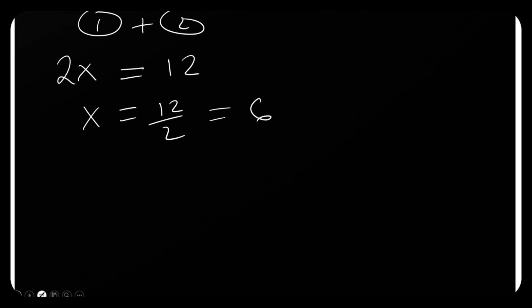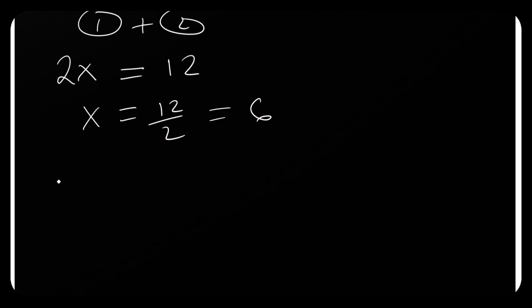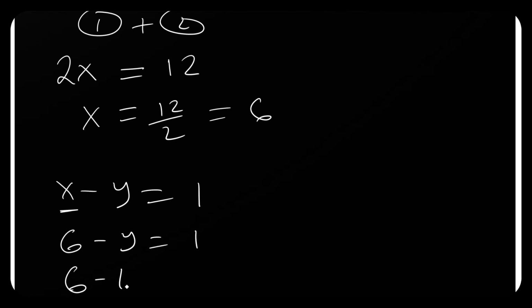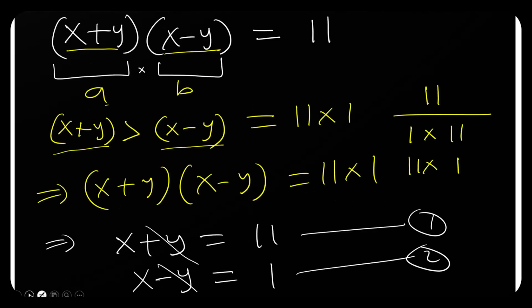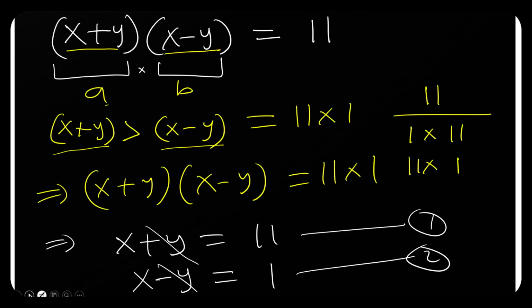So when x is 6, remember x minus y is 1. So when x is 6, 6 minus y equals 1. 6 minus 1 equals y. Therefore, y is 5. So 6 plus 5 is 11, and 6 minus 5 is 1. As simple as that.